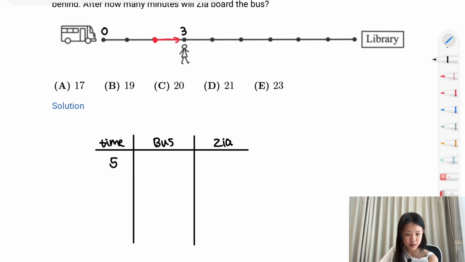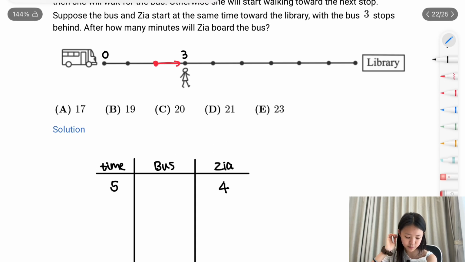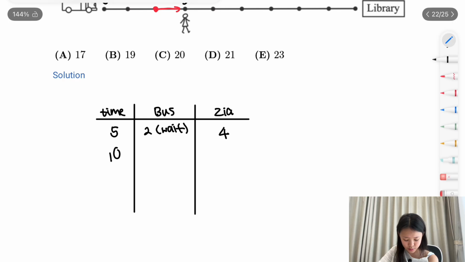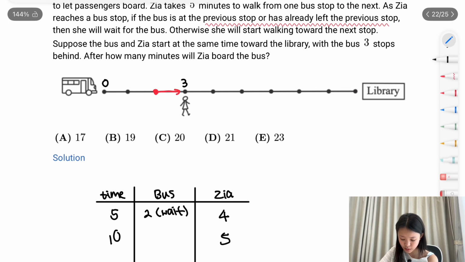So at time 5, Zia has just walked to bus stop 4, and the bus has traveled within 3 minutes and arrived at bus stop 2. However, it's currently waiting for passengers. At time 10, Zia is at bus stop 5. And the bus has waited 1 minute and then driven over here in 3 minutes. And so that's 4 minutes. And then they have driven about here, which is halfway. So they're in the middle of 3 to 4.